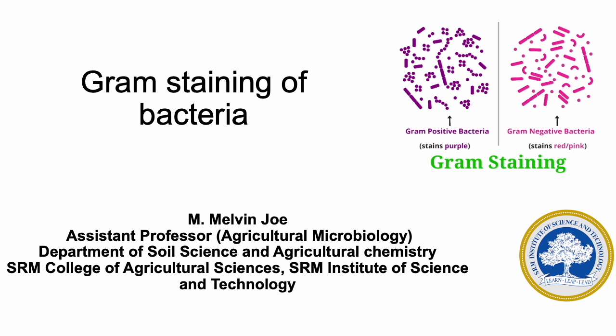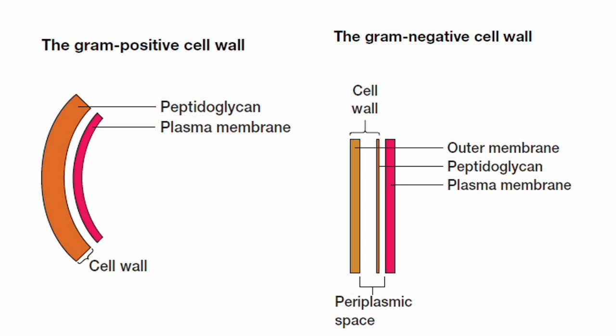So today we are going to see about the gram staining of bacteria. This is basically, we are observing very closely. You can see two types of cell types. The main difference is the gram-negative cell wall has a periplasmic space and it also has an outer membrane. Due to the presence of this outer membrane, the membrane lipids will not get easily washed away when we are going to do the staining. This is basically the principle which we are going to use in the gram staining technique.